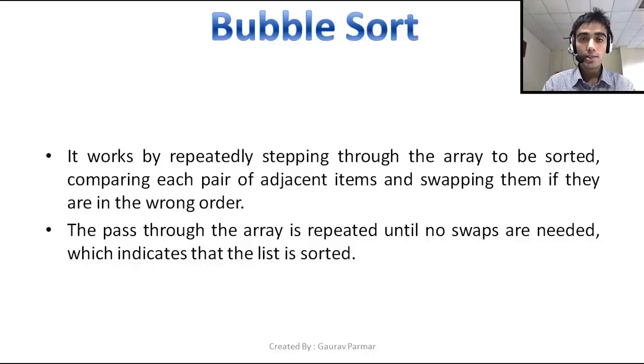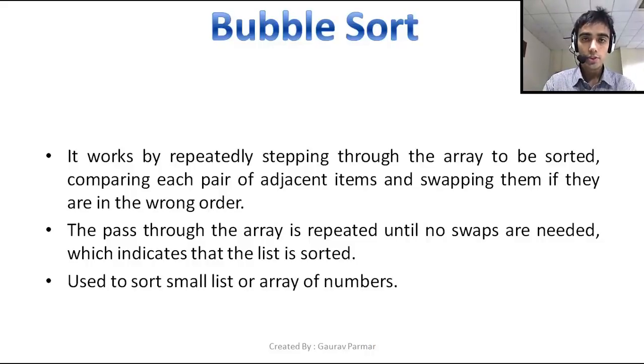Bubble sort is used for small arrays and lists. In case of big arrays or lists, we would prefer a different sorting technique because the time complexity of bubble sort is not the best among its peer variants.